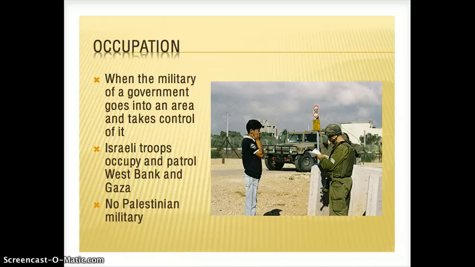It's an occupation. So the way we use it in this unit is that the Israeli troops occupy, or there's an Israeli occupation of the West Bank and Gaza, the Palestinian territories. They kind of control, they are the police in a lot of ways. They are the power in that area. So there is no Palestinian military.